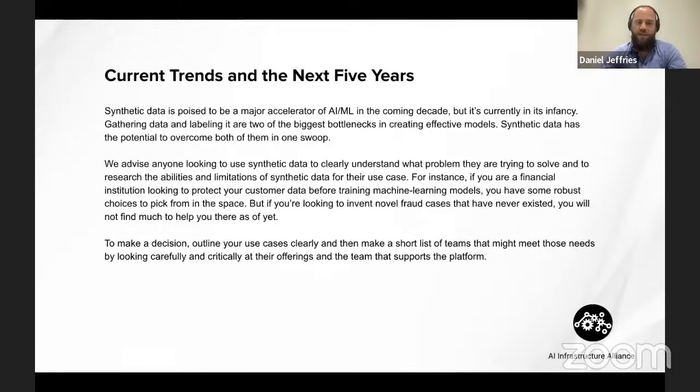We're advising anyone to look at synthetic data to clearly understand what problem they're trying to solve. If you're in a financial institution, you probably have some robust choices to pick from, but if you're looking to invent novel fraud use cases that have never existed, you're not going to find much help there. So you really have to understand your use cases very clearly, make a short list of those teams, and then look carefully and critically at those offerings and the team that support those platforms.